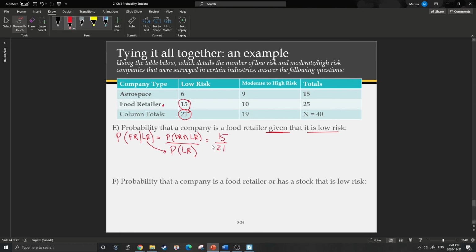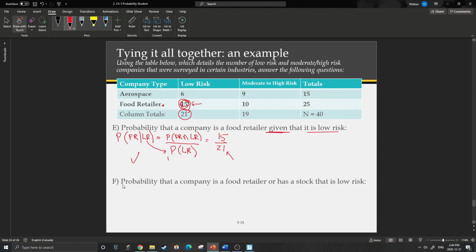Now, you don't necessarily need to use the formula. You can simply think about it and say, okay, given that it's low risk, that means that your denominator is 21. What's the probability it's a food retailer? You get 15. So if you have the table, it is a lot easier. You don't need to necessarily use the formula, but I do recommend using the formula if you like. I can do it either way, but I've done a lot of questions, right?